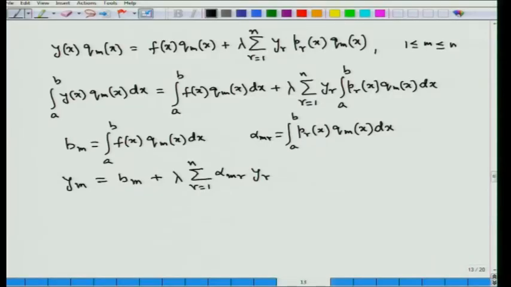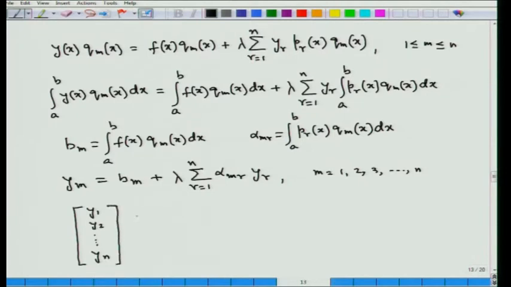So, that means we can find these n equations, which are given by y_m = b_m + lambda times the summation of r running from 1 to n of alpha_mr y_r, where m = 1, 2, 3 up to n. Therefore, we have a system of equations which can be written in matrix form as y_1, y_2 up to y_n.